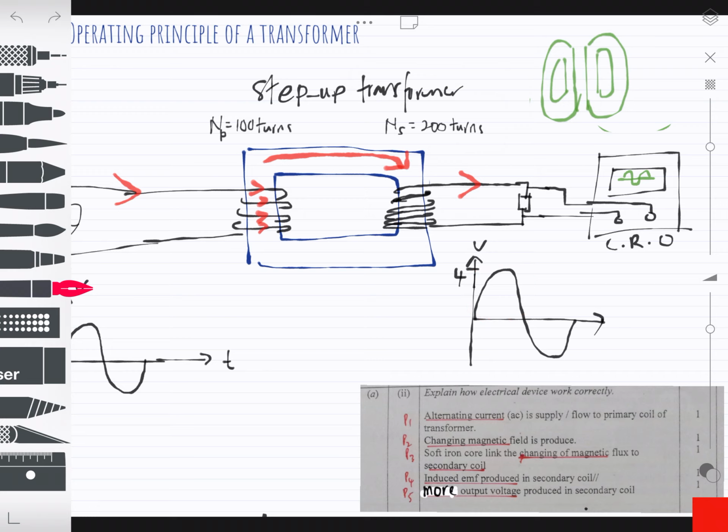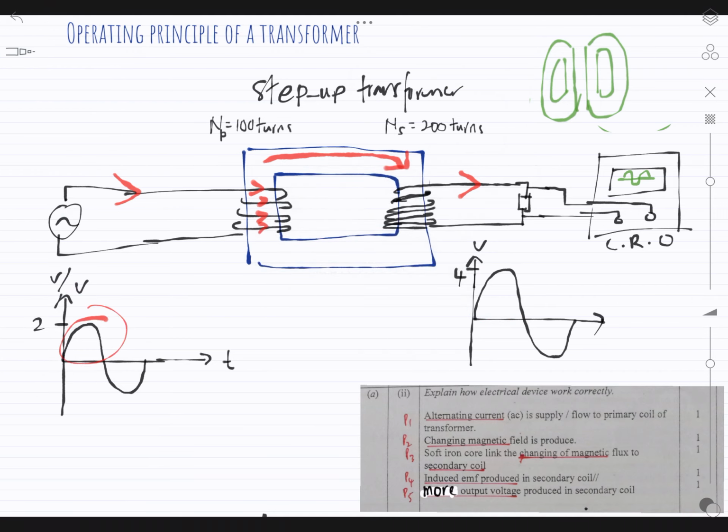Initially the voltage is 2, now the voltage is 4. This is still the number of turns here. You can compare the primary and secondary coil. There are more turns in the secondary coil.